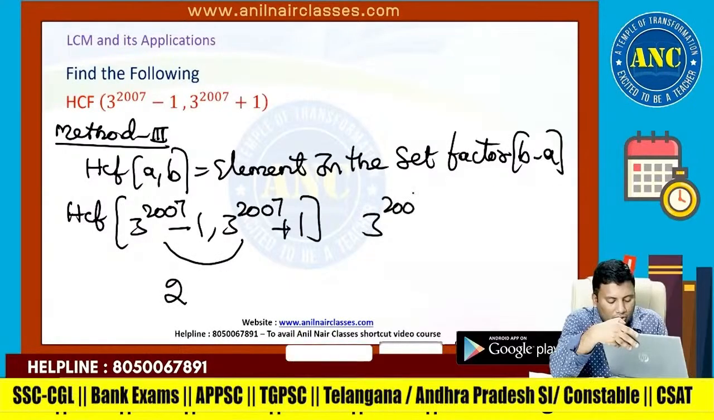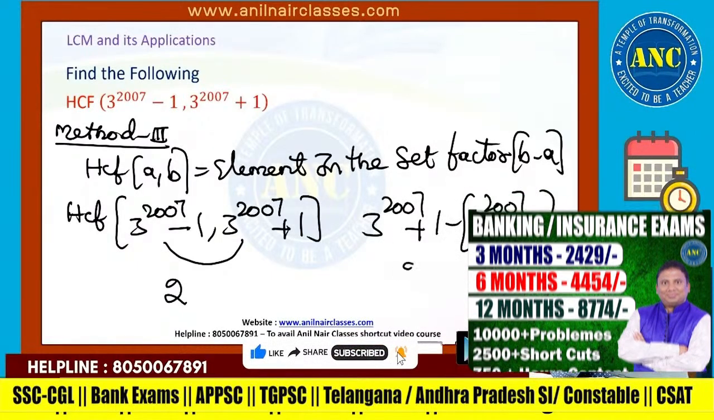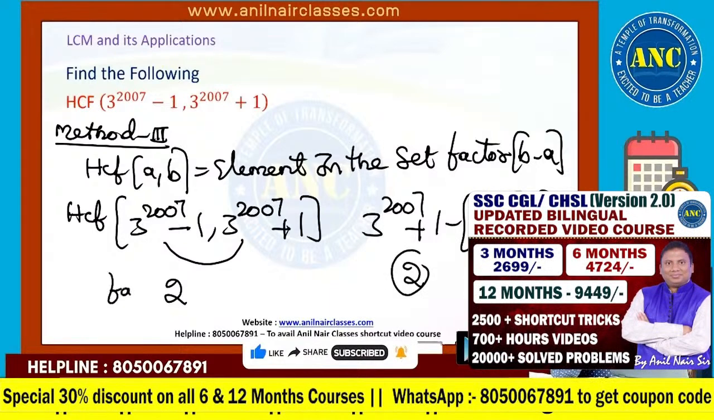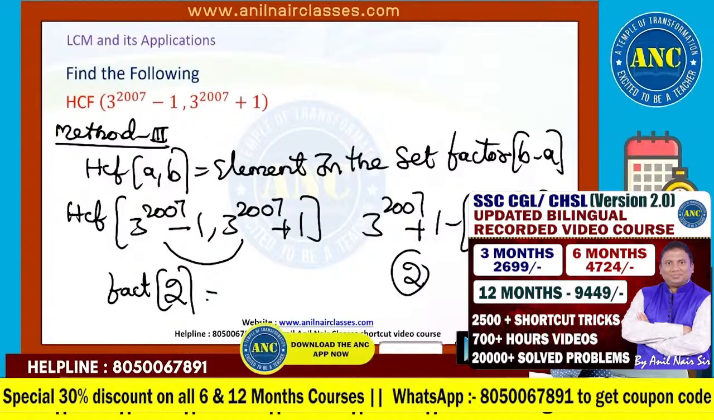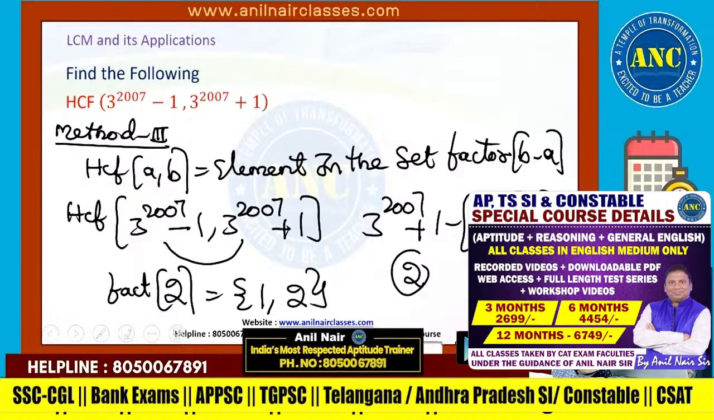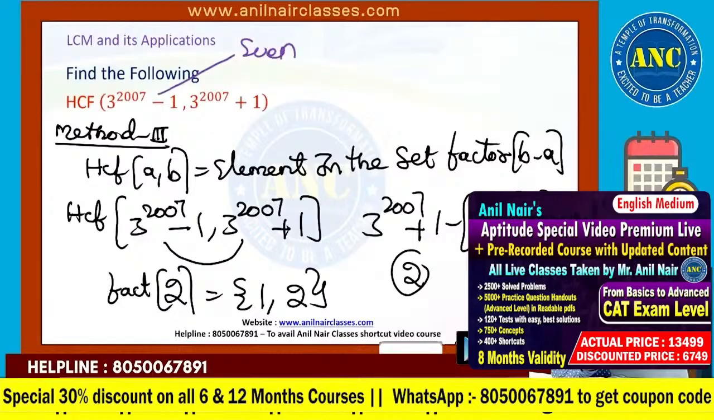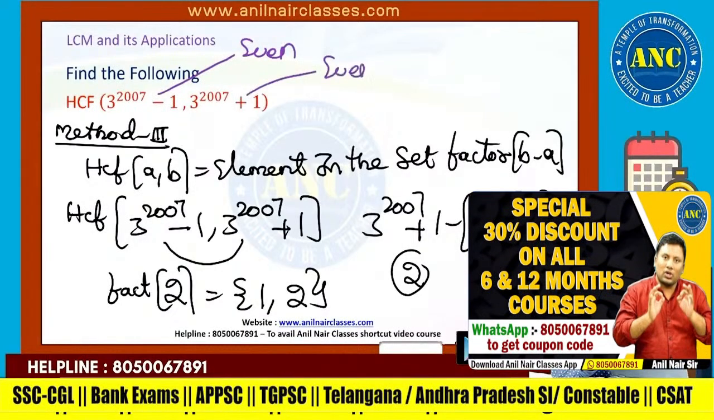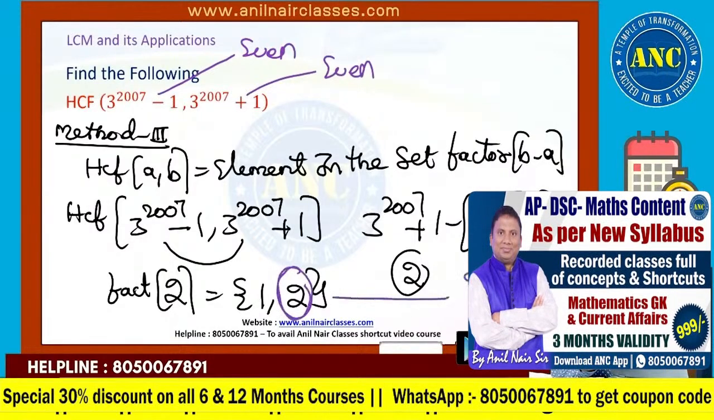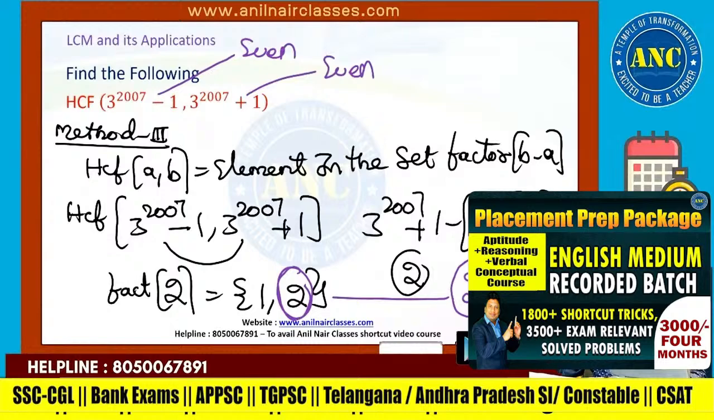How did you get 2? 3 power 2007 plus 1 minus 3 power 2007 minus 1. Take the factors of 2. What are the factors of 2? 1 and 2. This is odd minus 1, even number. Odd plus 1, even number. HCF of 2 even numbers is always an even number. Therefore, the answer is 2. All the three things which I discussed in basics, I used in the problem solving.